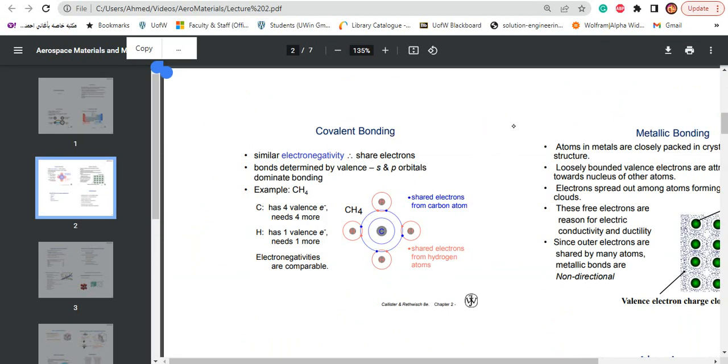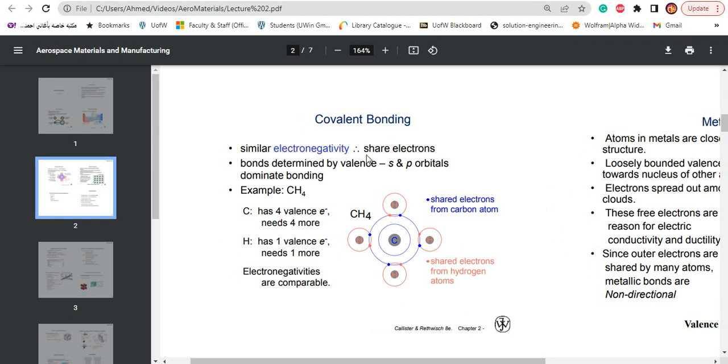ماشي، نكمل. Covalent bonding, similar electronegativity. They share electrons. Bonds determined by valence electrons, s and p orbitals dominate bonding. Example is CH4. C has 4 valence electrons and needs 4 more. Each H has 1 valence electron and needs 1 more.